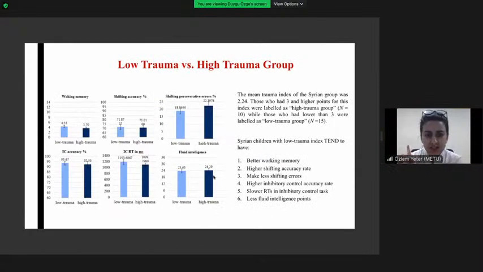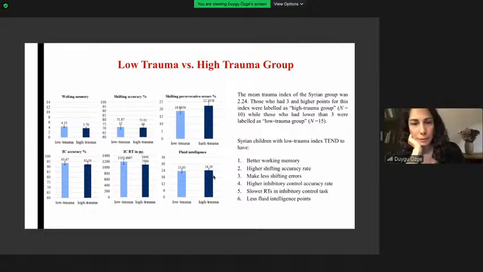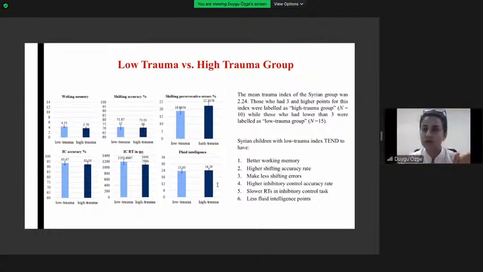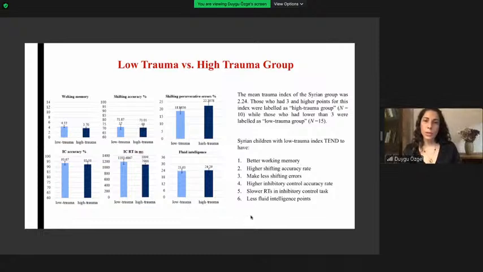I just wanted to say in the last one, I know that it comes surprising to say the ones who have less trauma have less fluid intelligence. But if you look at the points, they are almost the same. I just wanted to make the comparison, but we can say they are almost the same. Yes, that was surprising.